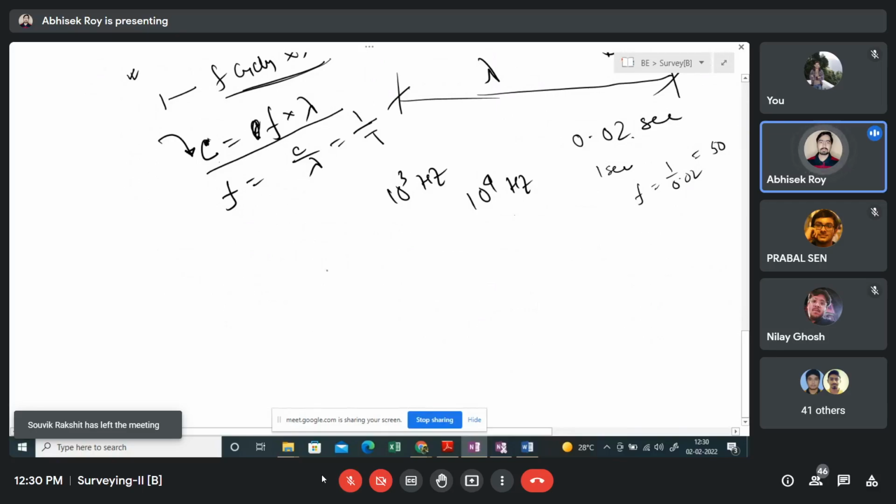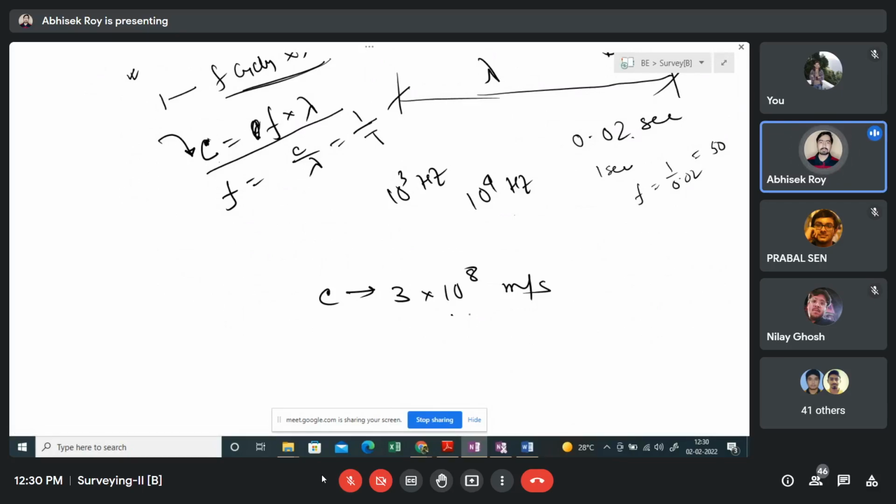If we are denoting it by c, then we know the relation is c equals f lambda, or f is equal to 1 by T. Normally, we assume the speed of this electromagnetic wave as 3 into 10 to the power 8 meter per second. Although it will be near to this, not exactly this one, but near to this one. So we will take this for our measurements. That is the speed of the electromagnetic wave.